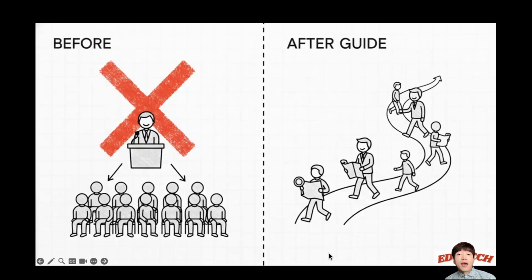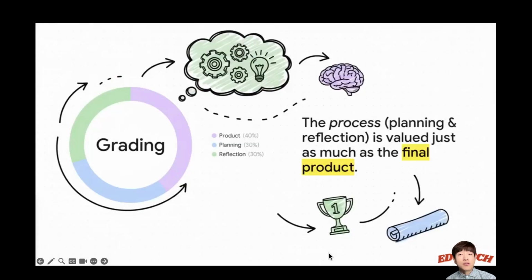And look at how this philosophy shows up in the grading. Yeah, it's worth 40%. That's a big chunk, but look at the rest. Planning is 30 and reflection is 30. That means 60% of the grade is based on the process, the thinking, the planning, and the self-evaluation. It is a powerful message that the journey is just as important as the destination.